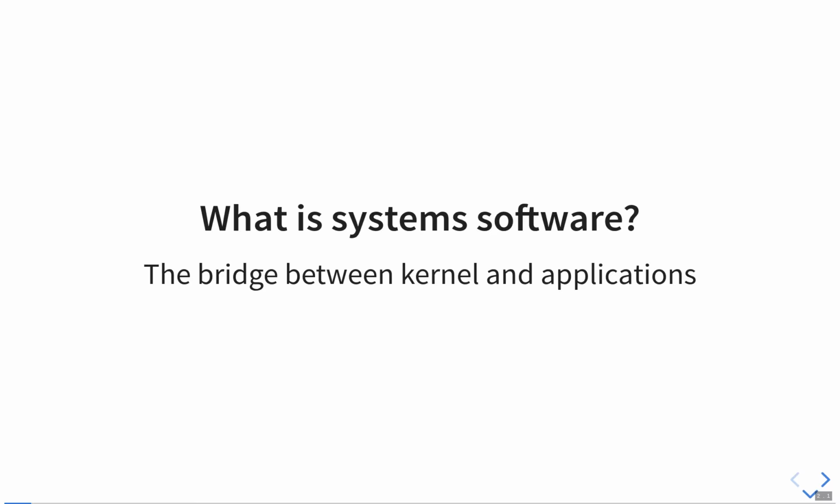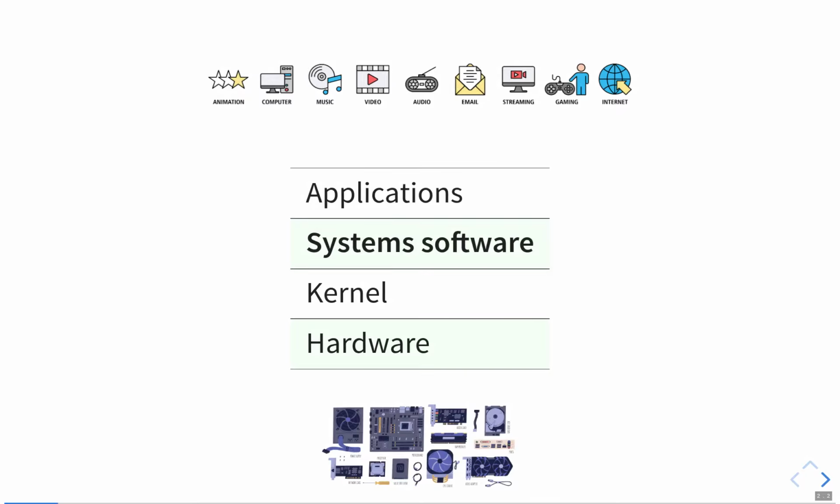So we had defined system software as the bridge between the kernel and applications, and this diagram illustrates that idea. Applications reside at the top of this diagram, so these are things like video editing software, internet browsers, audio streaming services, and at the bottom there's the hardware. So you have things like CPUs, motherboards, memory devices, graphics cards, RAM sticks. And even within these categories of hardware, there is more diversity. So there's different kinds of CPUs. There's Intel CPUs, there are AMD CPUs, there are ARM CPUs.